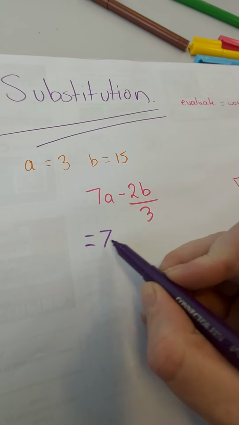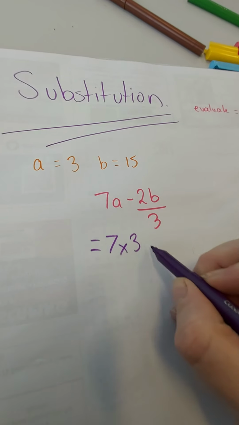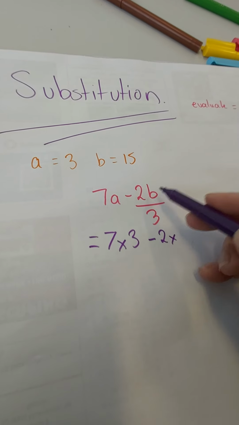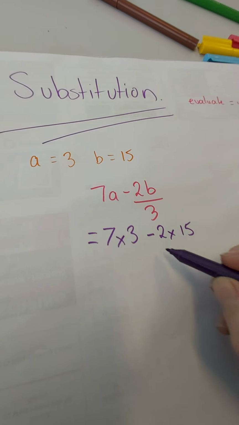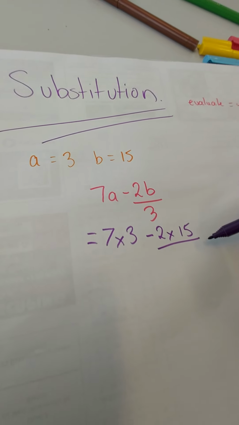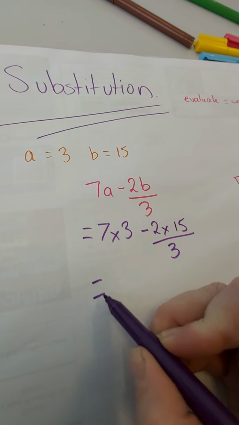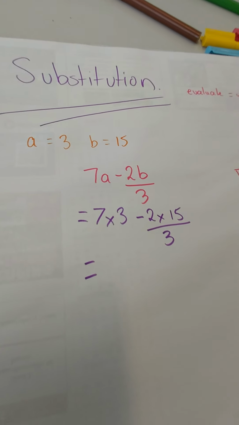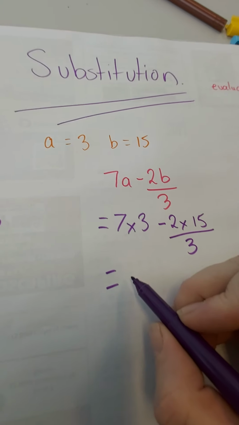First of all, we're going to have 7 times A, and A we decided, remember, was 3. Put down our minus, and then we're going to have 2 times B, which was 15. Now, remember that this means divided by 3. So let's start figuring that out. I know some of you can do this all in one process, and that's great, but we're going to work through step by step so you can see what's going on.